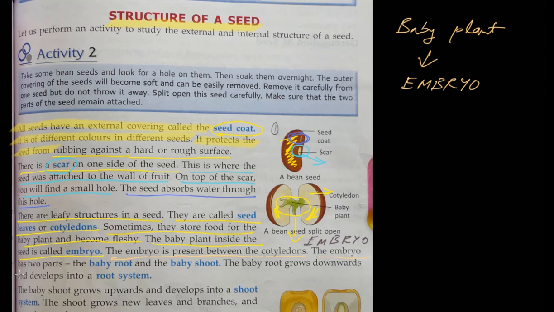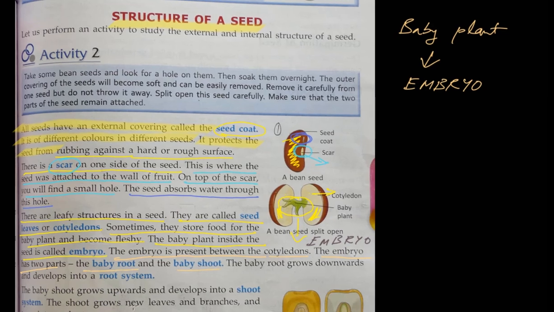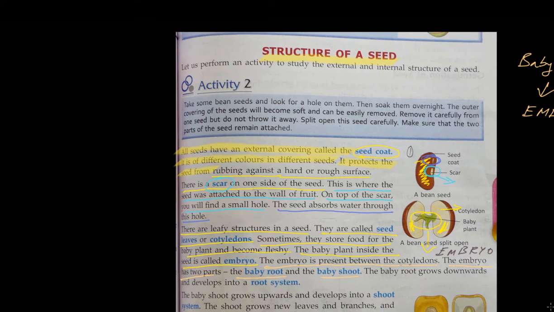The embryo has two parts, the baby root and the baby shoot. Embryo, E-M-B. I'm dictating the spellings with you so that you can learn them. Okay, so that you too start listening to this and start learning the spellings also. Embryo has two parts. I will write like this. It has a baby root and it has a baby shoot.